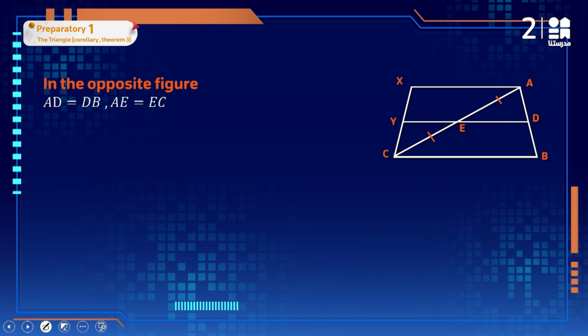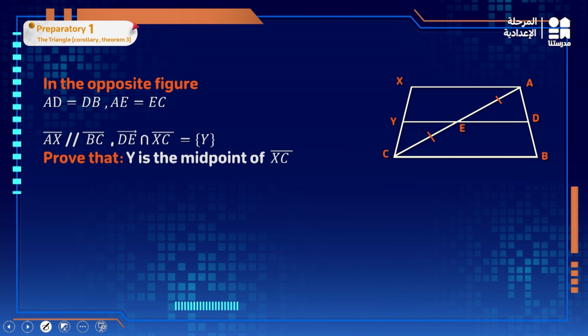Okay. Here in the opposite figure, AD equals DB and AE equals EC. AX parallel to BC and DE intersect XC with Y. Prove that Y is a midpoint of XC. So we need to prove Y is a midpoint of XC. This one is equal to this one. That's what we need to prove. Okay, so let's do it.